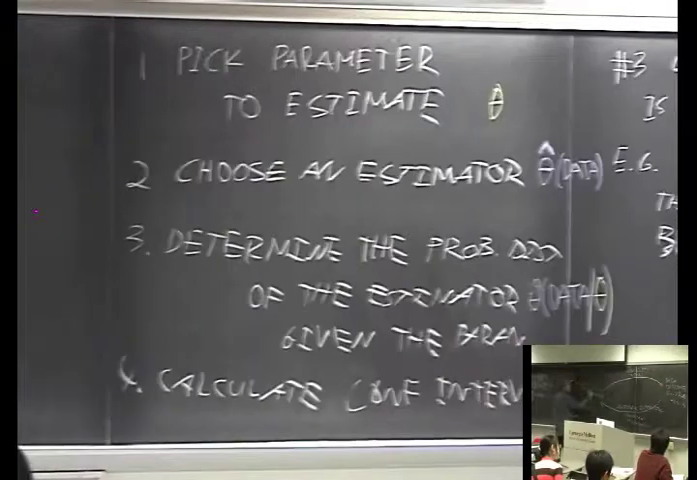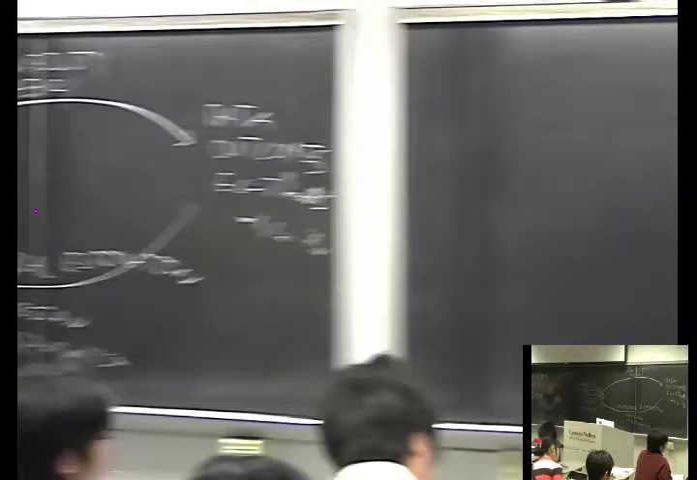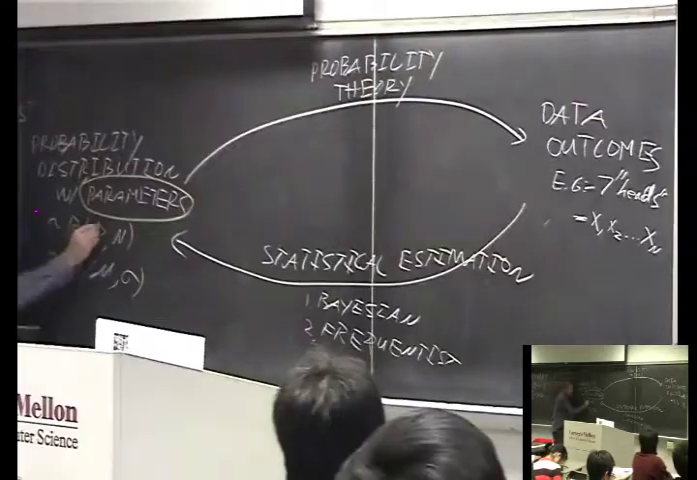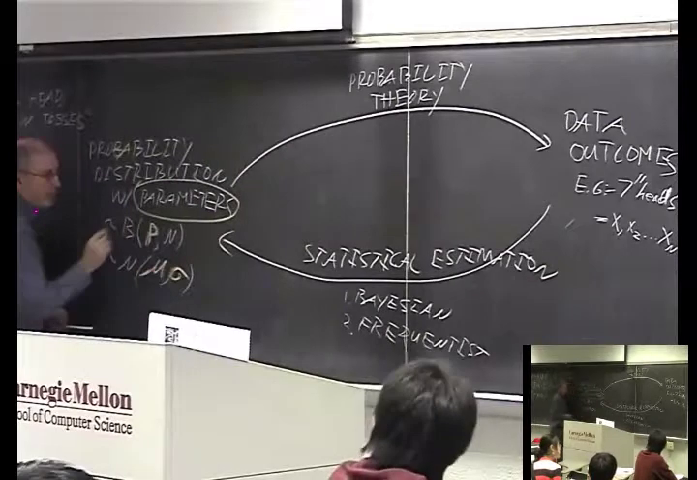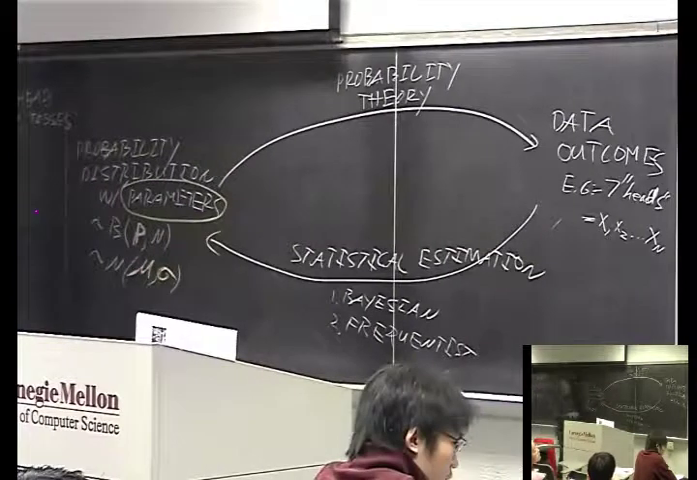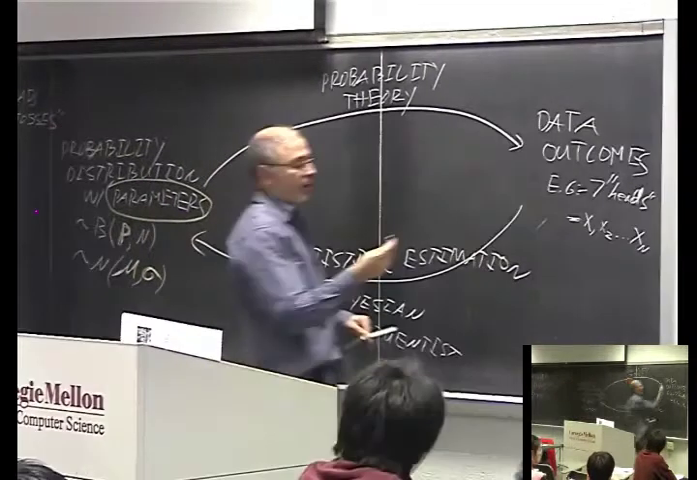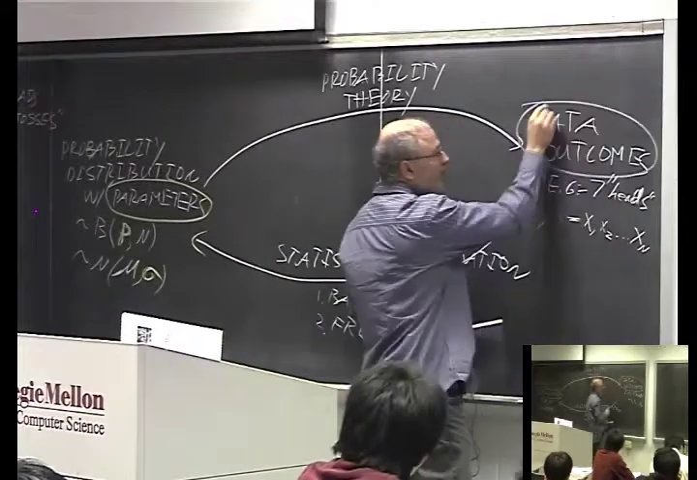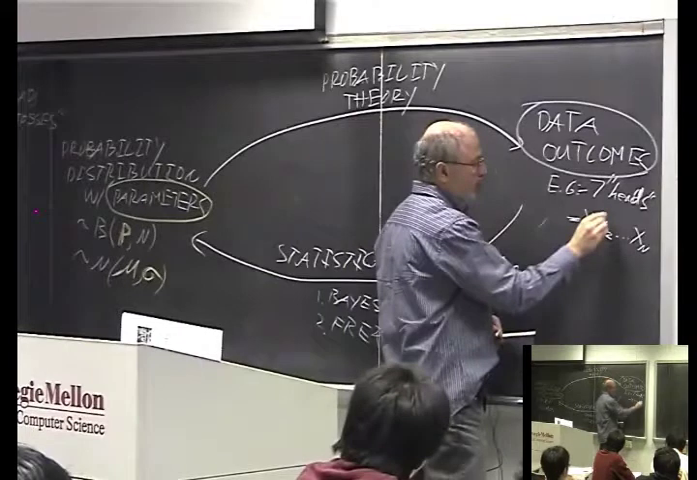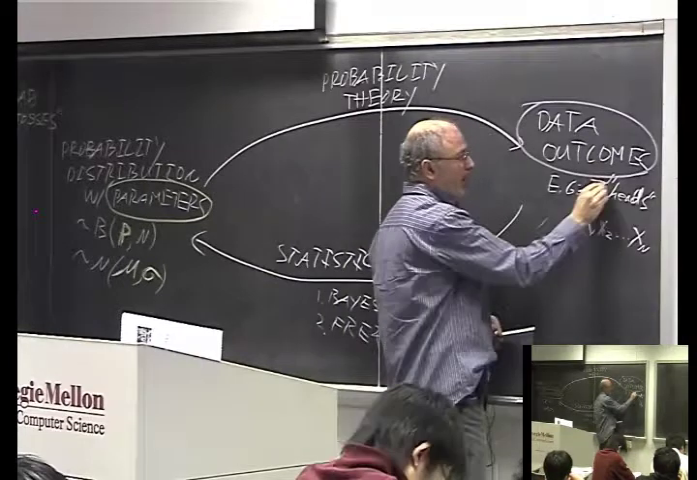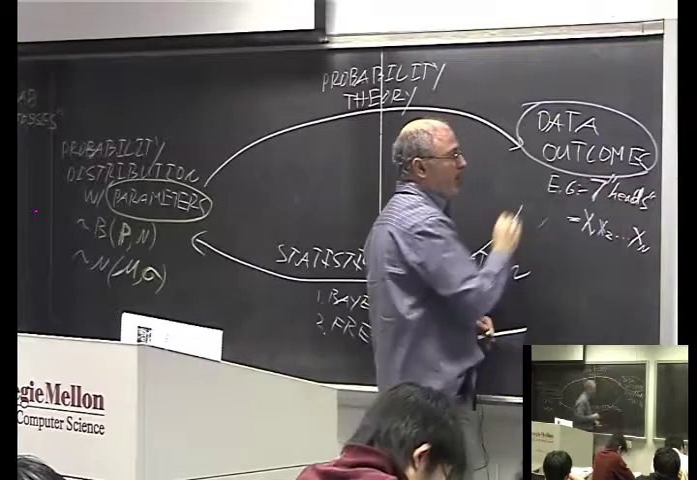The parameters are green. This P here is green. This mu and sigma here are green. Data outcomes are purple. For example, these x1, x2, xn are purple. 7 heads out of 10 is purple.